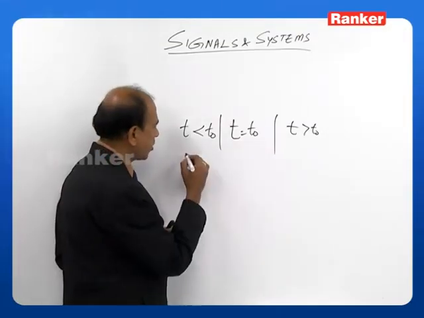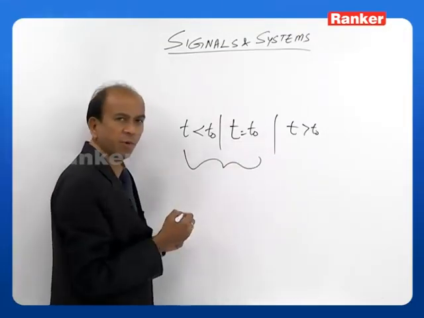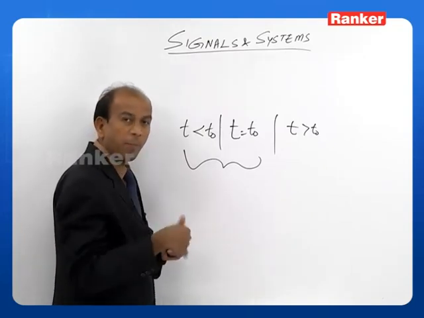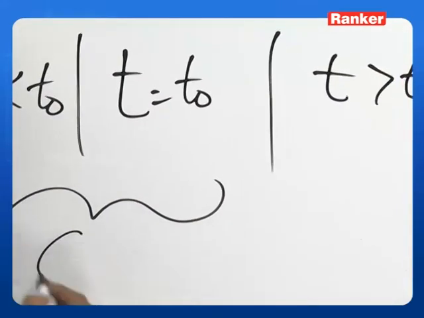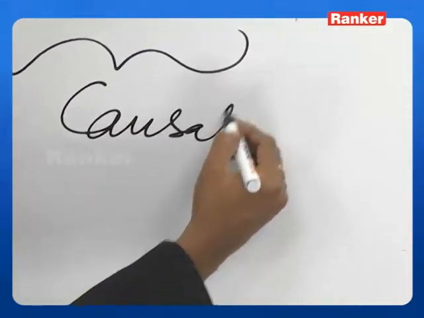A system is causal when the output depends on both the current and the past and there is no prediction, that means the output does not predict. So this is a causal system.